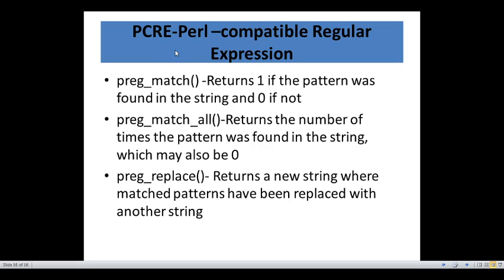These are the Perl compatible regular expression functions. We are using Perl compatible regular expressions for matching, match all, and for replacing. The preg_match function returns 1 if the pattern was found in the string, otherwise it will return 0. preg_match_all returns the number of times the pattern was found in the string, which may also be 0. We are using this for the number of times the pattern matches. And our last function is the preg_replace function. It returns a new string where matched patterns have been replaced with another string. We are using these three functions as Perl compatible regular expression functions.